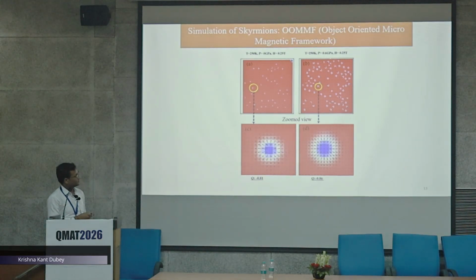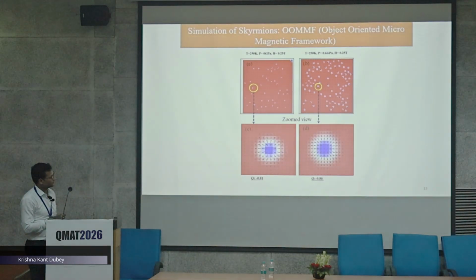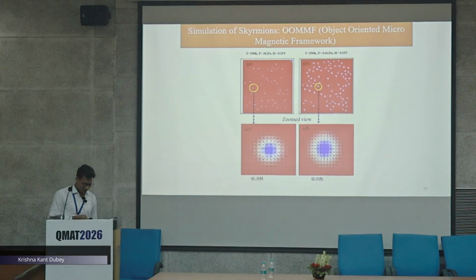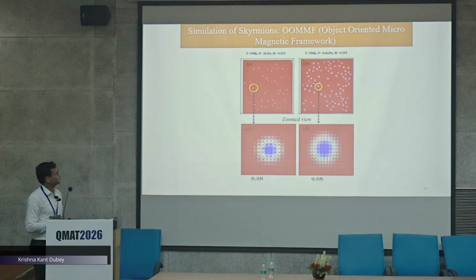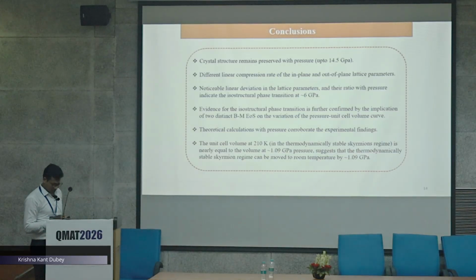So after application of pressure of 0.6 GPa, we performed the magnetization measurement. This is the maximum pressure that we can achieve during the experiment, so we performed the simulation at this pressure only. What we found is that if we apply this 0.6 GPa pressure at 250 Kelvin, then there is a stable skyrmion. We also calculated the topological charge, which suggests that if we apply this pressure, then the thermodynamically stable skyrmion region can be shifted to a higher temperature regime.